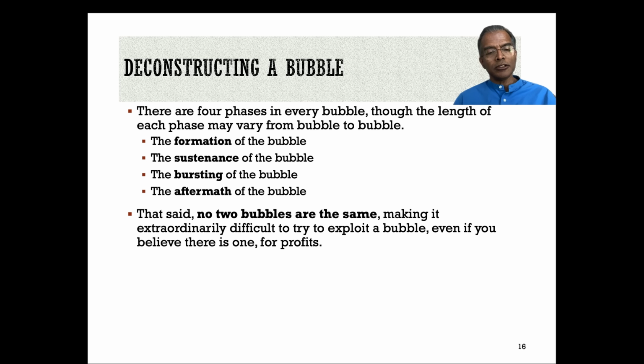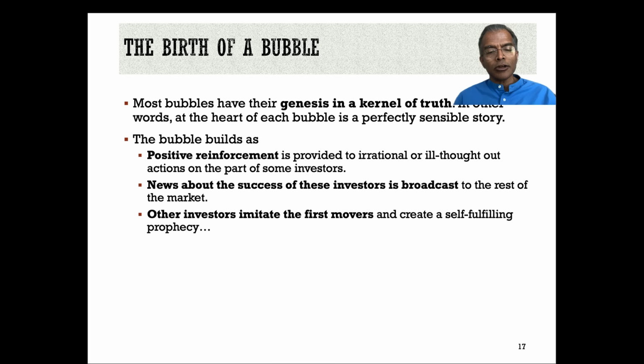Every bubble shares these four phases, but no two bubbles are exactly the same, or even close to being the same, which is one reason, even if you've lived through the dot-com bubble, it doesn't give you any additional ammunition when you hit the next bubble. If you think AI is a bubble, it doesn't help you that you were there for the dot-com bubble. So let's talk a little bit about what it is that creates and sustains a bubble.